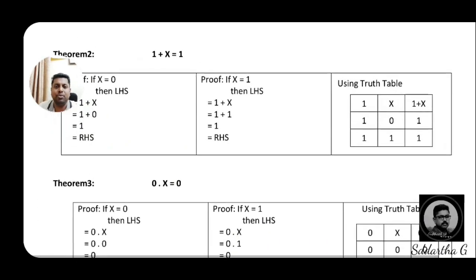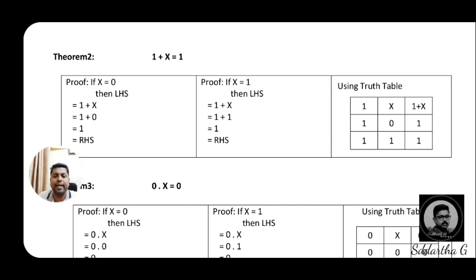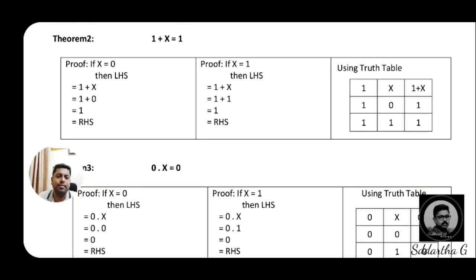So now let us come to the second theorem. That theorem says 1 plus x is equals to 1. Again you just apply the perfect induction method. So here let x is equals to 0. Then LHS is 1 plus x. Instead of x you apply 0. 1 plus 0 means that is 1. That should be equals to RHS.